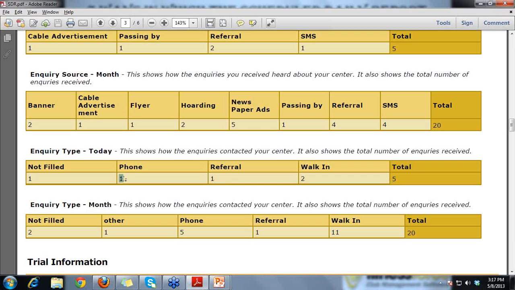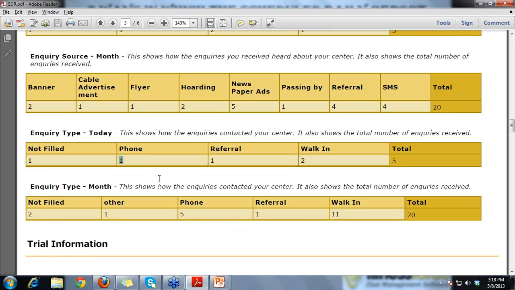Now from here you can figure out how many walk-in inquiries you received and how many phone inquiries you received, and you can easily know which of your types is less used. For example, if you're receiving very low phone inquiries, you can make sure that the gym number is advertised more and more, so you can start receiving inquiries on phone as well.